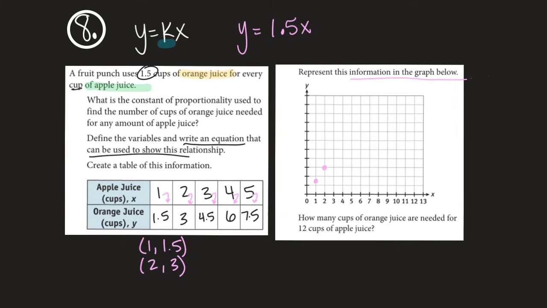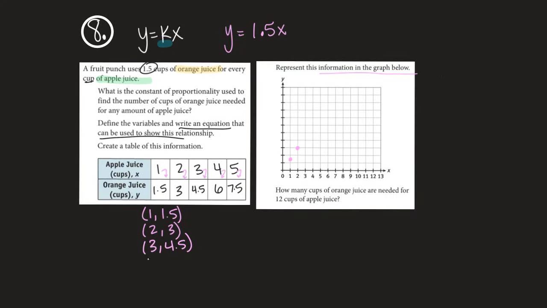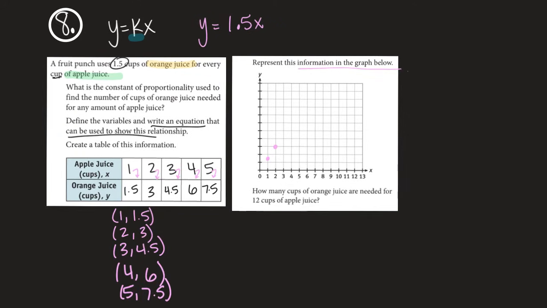And you would just keep going with 3 comma 4.5. You would do 4 comma 6. And then you would do 5 and 7.5. So just graph those on the coordinate plane.